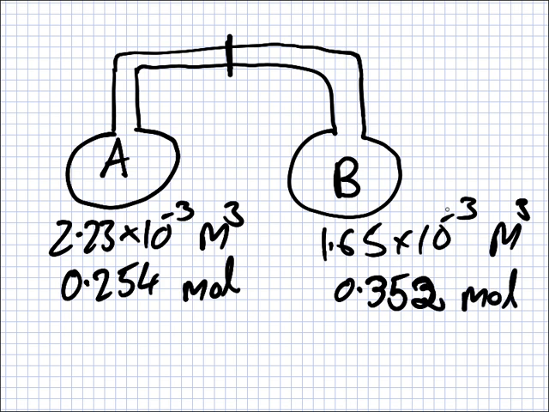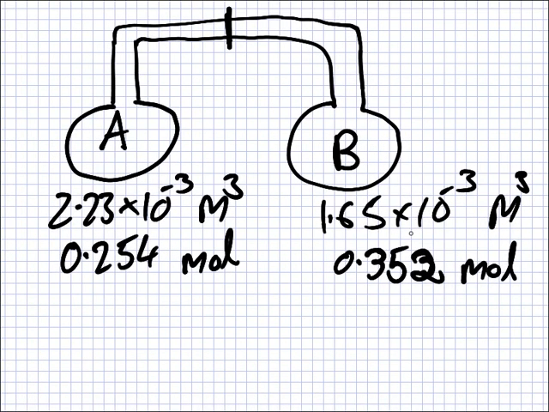Okay, the tap is then opened, enabling the gas to flow between the two flasks, and the temperature stabilizes at 20.3 degrees Celsius. Determine the number of moles of gas now in flask A.